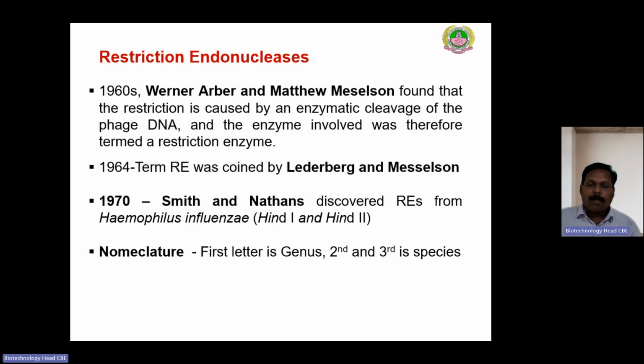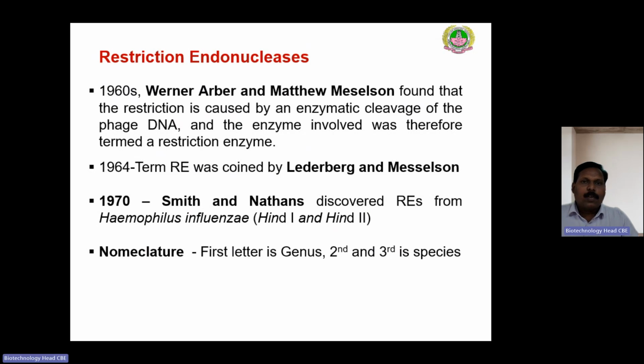In the historical milestones subsequent to the discovery by Arber and Meselson, Smith and Nathans discovered restriction endonuclease from Haemophilus influenzae. More particularly, two enzymes were discovered by these people: HindI and HindII.